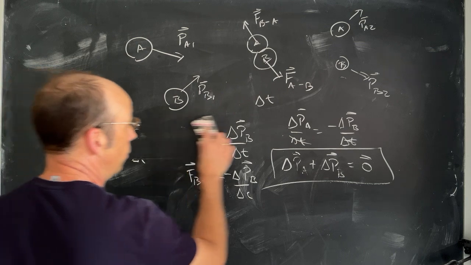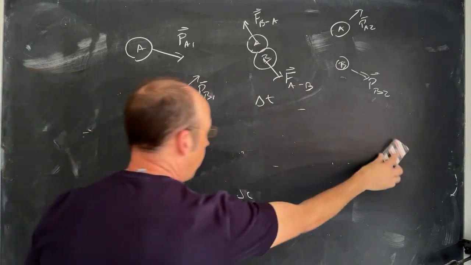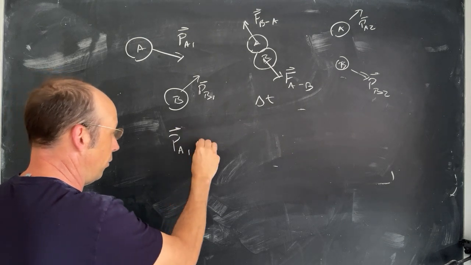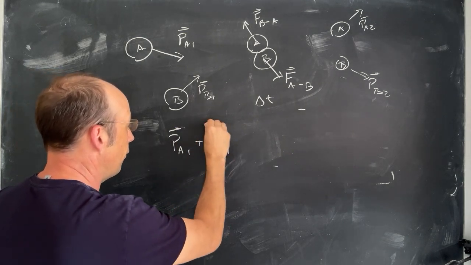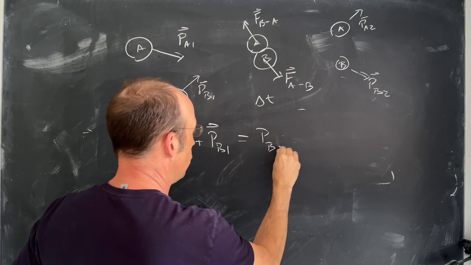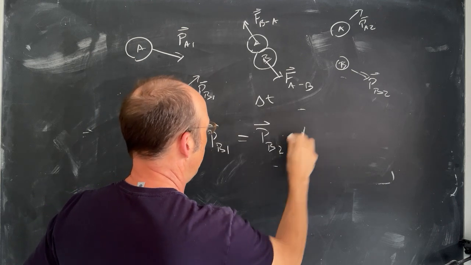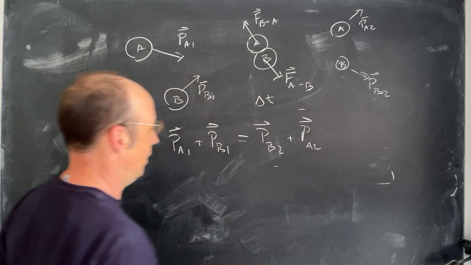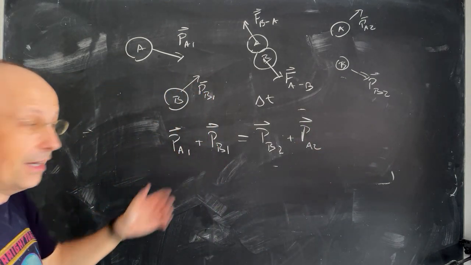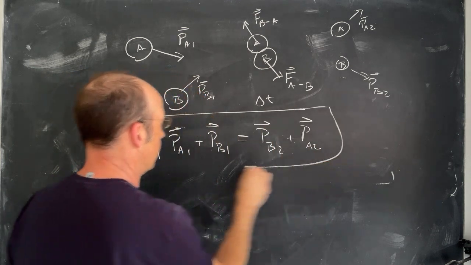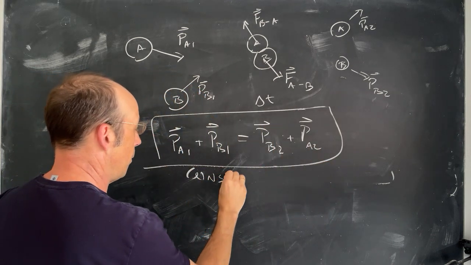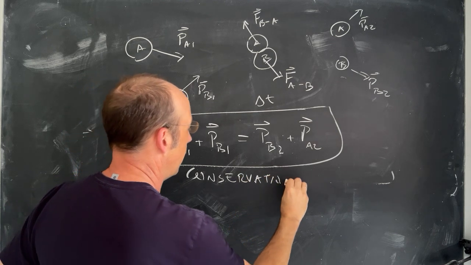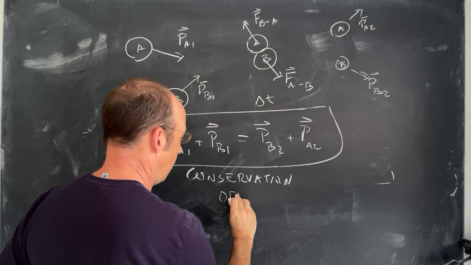So let's write that out. I can write that as the following equation. PA1 vector plus PB1 vector equals PA2 vector plus PB2 vector. I was just thinking. So this is what we have for a collision. This is conservation of momentum. Conservation of P, because I don't want to write out momentum.